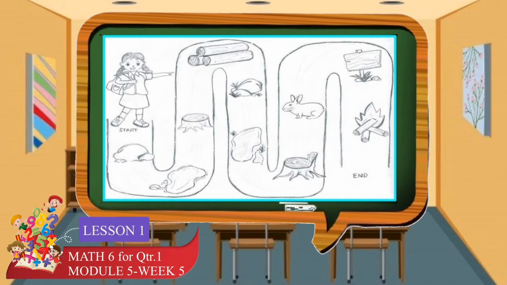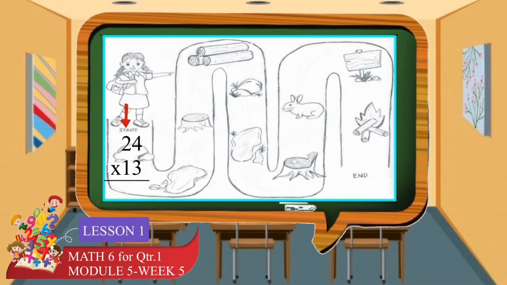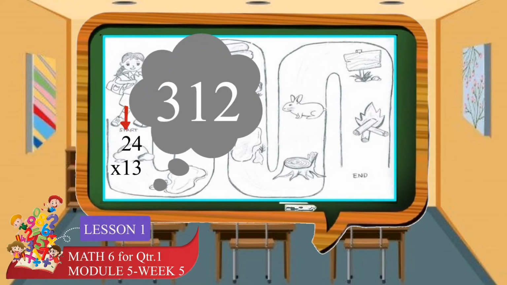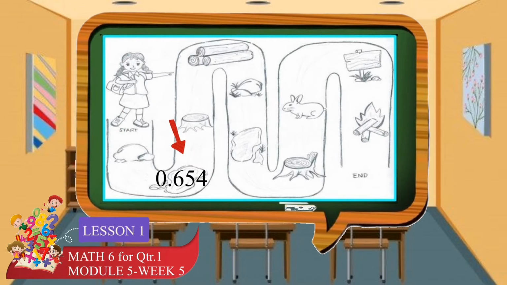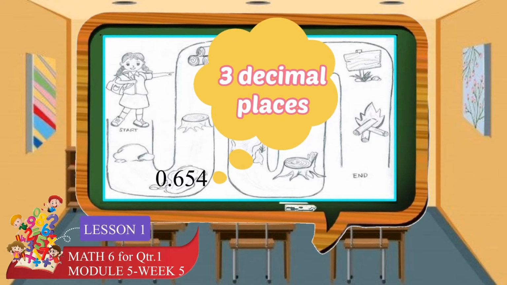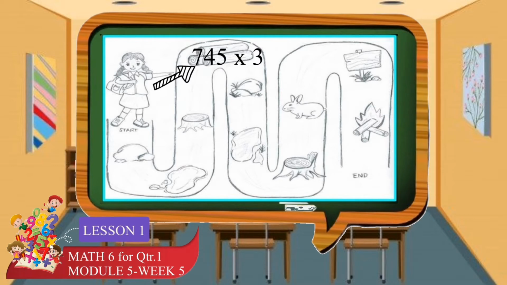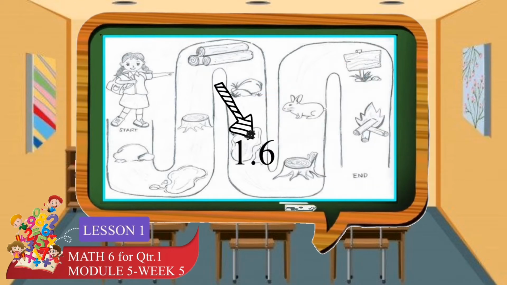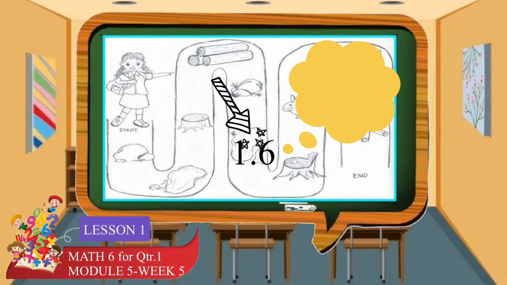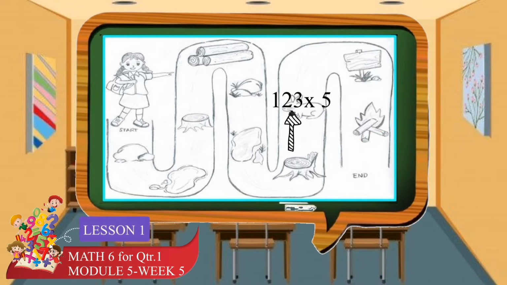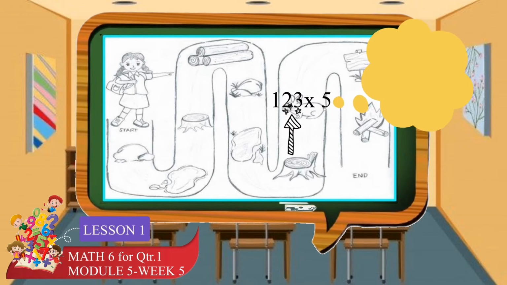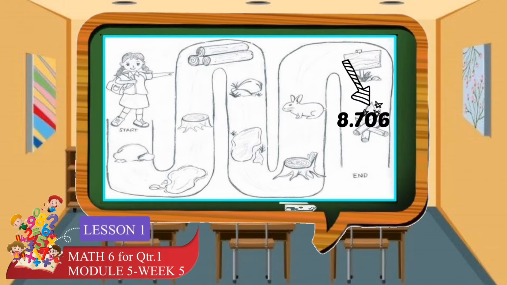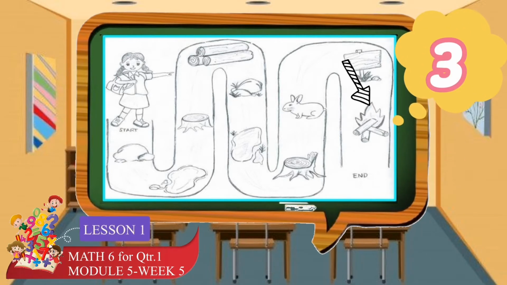To make you ready for this lesson, let's have an activity trail with me. Okay, let's start here. 24 times 13. Right, it's 312. Next, how many decimal places can you see? Right, it has 3 decimal places. Next, 745 times 3. Right, it's 2,235. Next, how many decimal places can you see? Right, it's only 1. Next, 123 times 5. Right, it's 615. We're almost there. Now, how many decimal places can you see? Right, it has 3 decimal places.